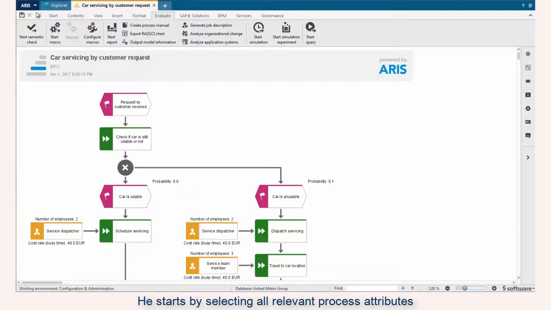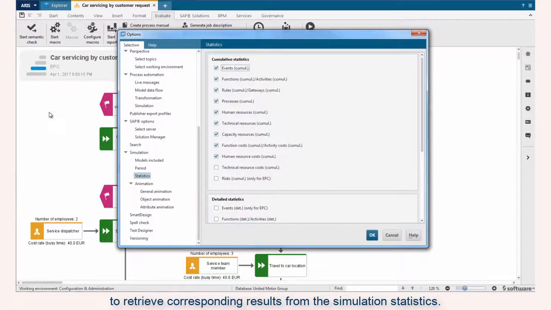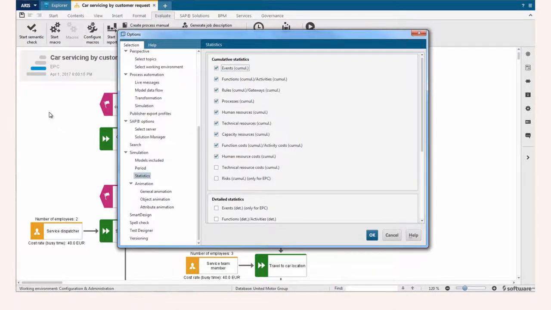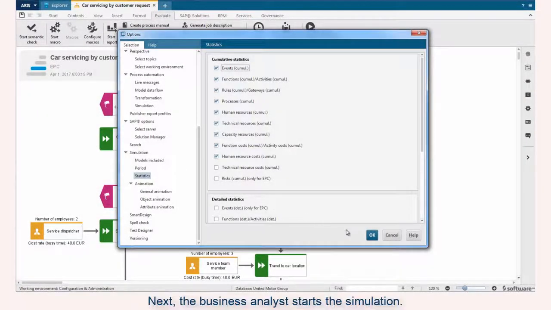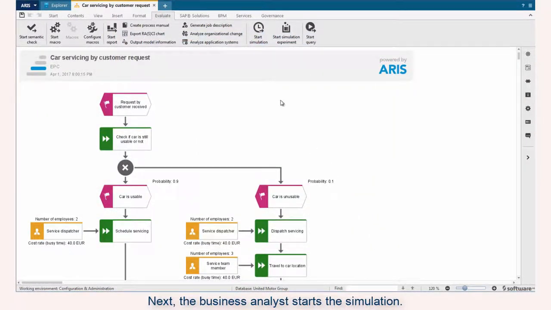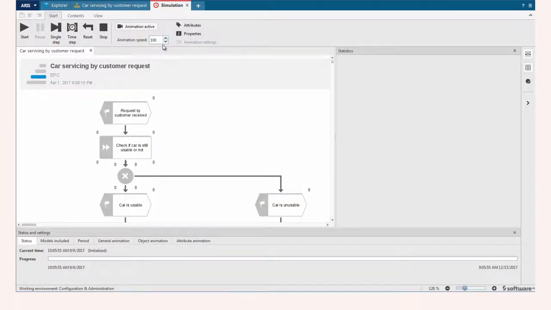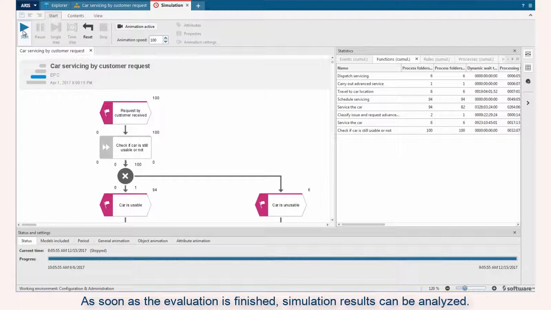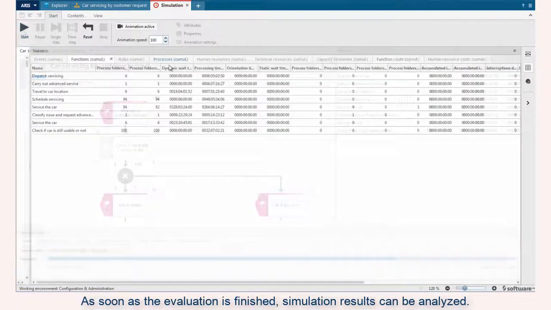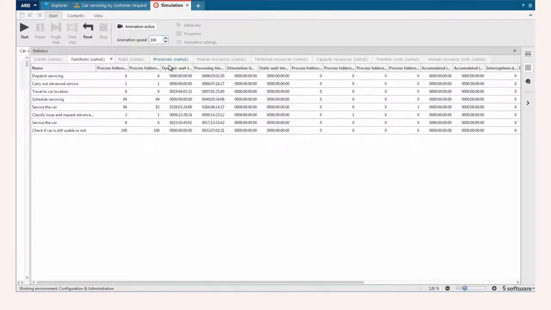He starts by selecting all relevant process attributes to retrieve corresponding results from the simulation statistics. In this example, the number of function costs and human resource costs are important. Next, the business analyst starts the simulation. As soon as the evaluation is finished, simulation results can be analyzed.